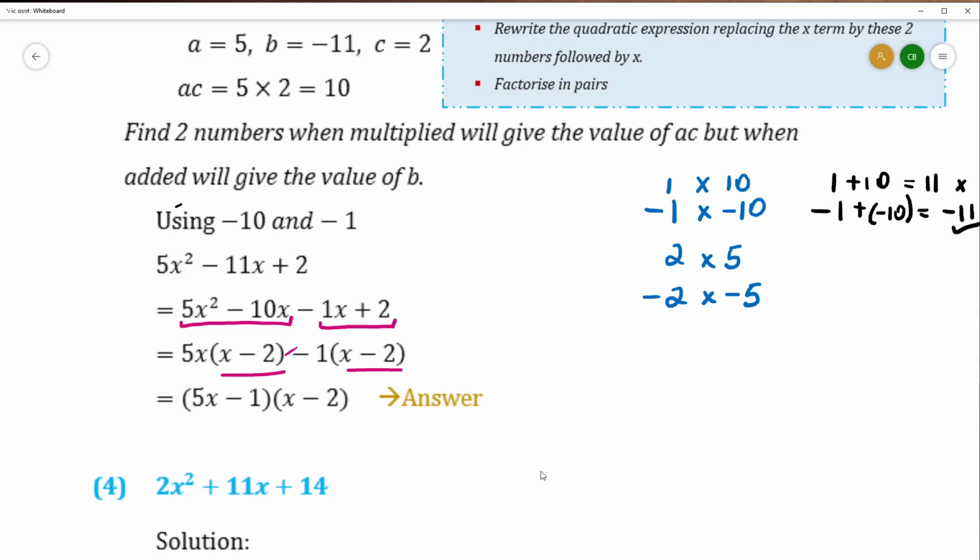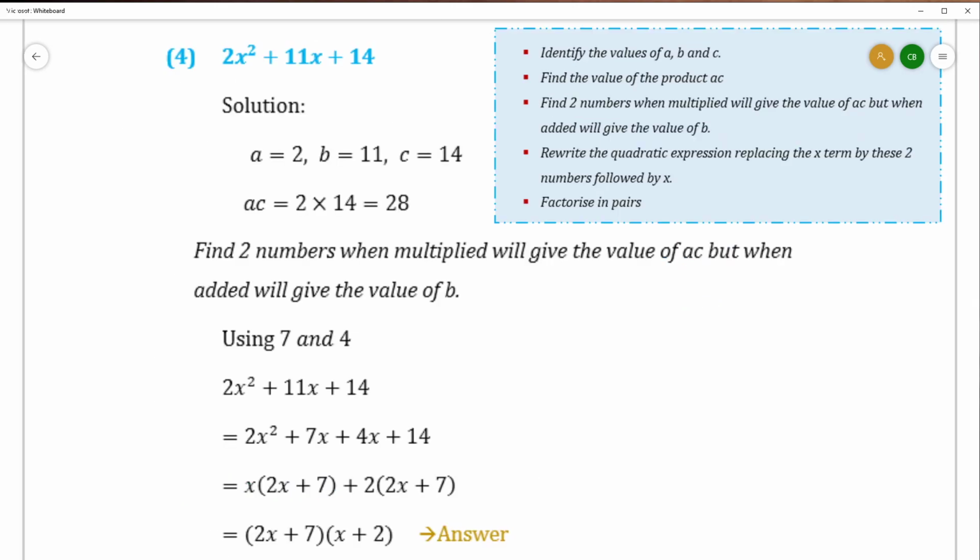So our next step, identify the values of a, b, and c. So from our quadratic, a is 2, b is 11, and c is 14. Finding the product AC, we have 2 multiplied by 14, which is 28.